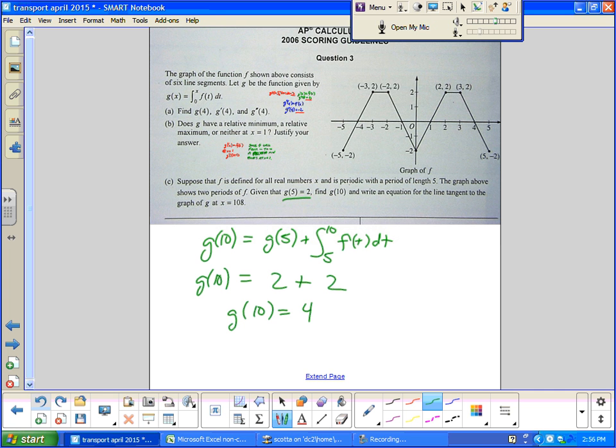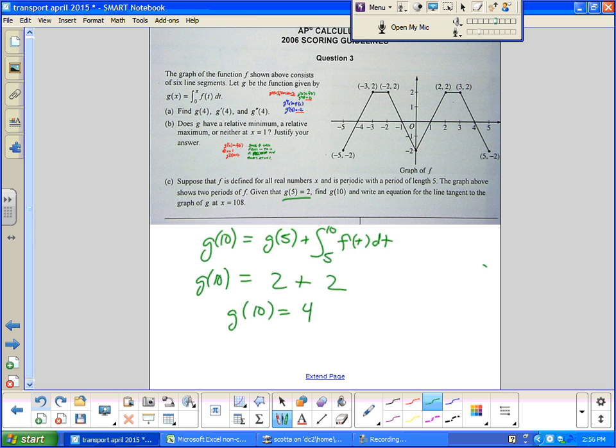I suppose you could have said g of 10 equals 2g of 5, right? Because it's periodic and it repeats on a period of 5. I suppose you could do that too. Either way, the answer is 4. That's worth only 1 point.